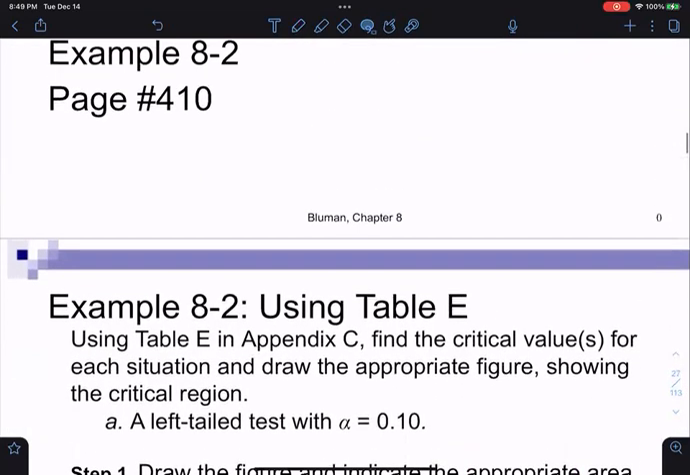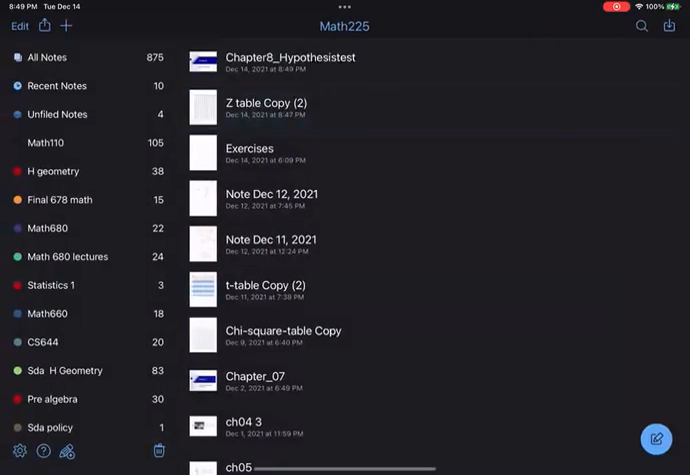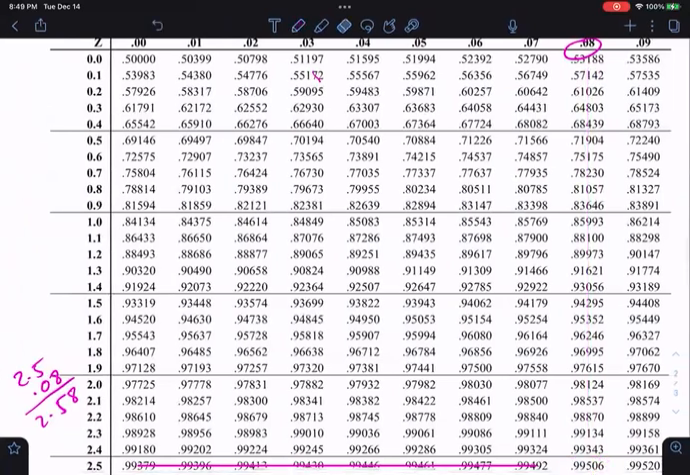So here they want you to find a left tail test. You do the same thing. If you want to find out really quick, for a left tail test it would be 0.10. So for a left tail test, I just need to look for the z value that corresponds to that probability. So 0.10, that will be here, right?